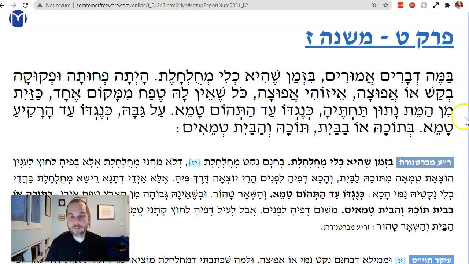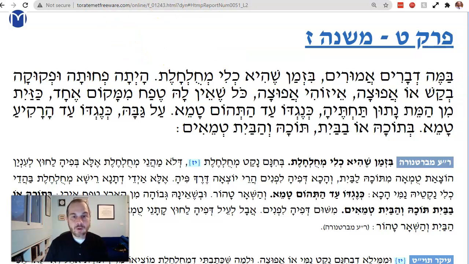Therefore, kazayit min hameit natun tachteha. So remember, an ohel is chotzetz, it blocks. So if there's a kazayit under the kaveret, and it's not a tefach off the ground, kenegdo ad tehom, tameh. Then from there until tehom, until the depths of hell, all the way down. Al gabah, but in this case the tumah can't go through the kaveret. Al gabah, if there's tumah on it, kenegdo ad harakia, tameh. Then until the sky.